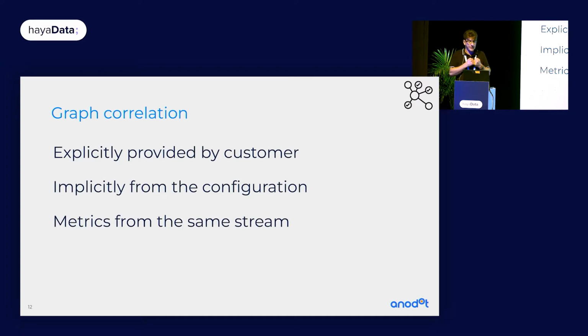Also, multiple metrics created from the same data source are related. You can think about it as multiple group bys from the same table, for example. So any anomaly in the data will affect each of the group bys separately, but you understand it's the same anomaly in the data, right? So we can correlate all the alerts together, all the anomalies together.